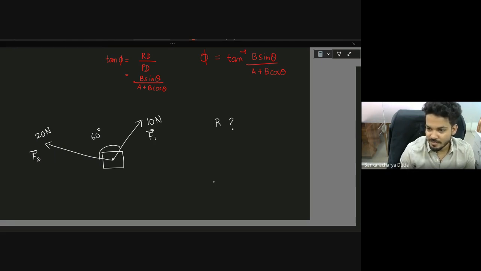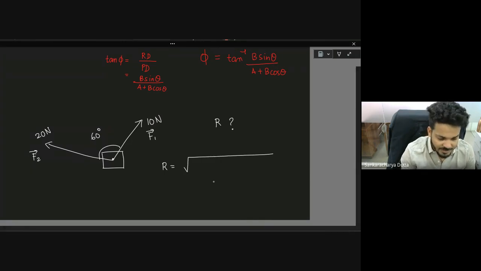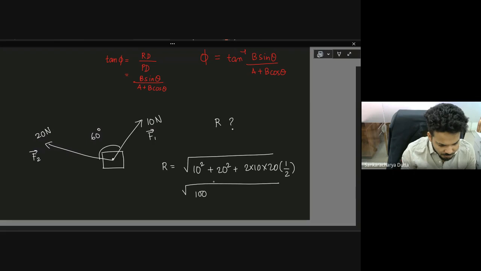I got a few answers. Yes. So the resultant formula is under root of A square plus B square plus 2AB cos theta. For us, A and B are 10 and 20 respectively. So it is 10 square plus 20 square plus 2 times 10 into 20 into cos of 60, and cos of 60 is half. That is essentially 100 plus 400 plus 200.